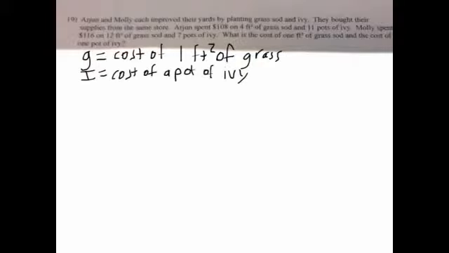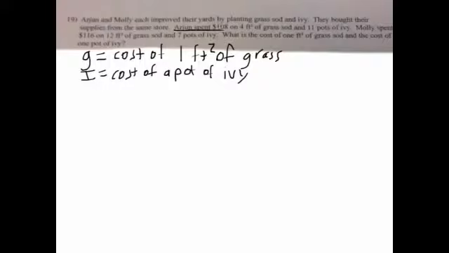Alright, moving on with our solutions for the mastery quiz number 2 review. We have some word problems here. Read through this and figure out what your variables are going to be, and we'll continue on there. Okay, so I've chosen G to represent the cost of a single square foot of grass, and I to represent the cost of a pot of ivy.